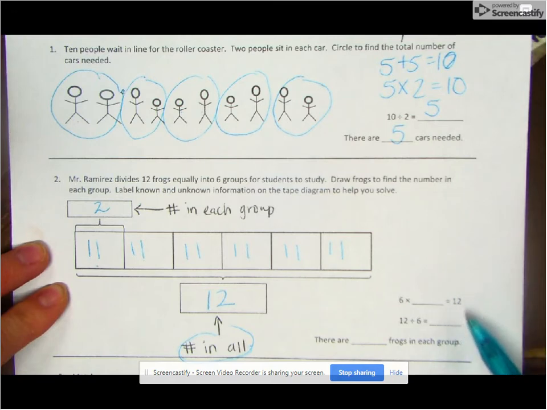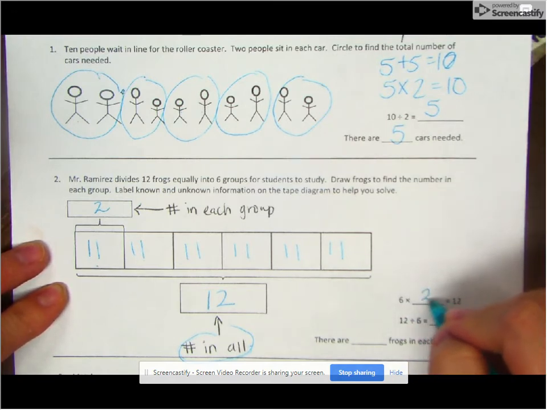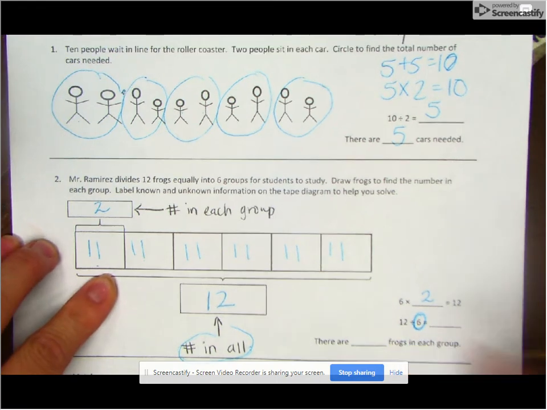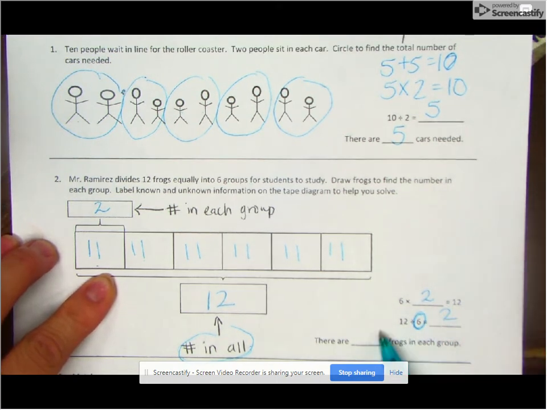So then here, it's just connecting it back to the facts like we did up here. 6 times 2 is 12, and 12 divided into 6 groups, because that's what we did this time. We divided them out into groups. There were 2 frogs in every group.